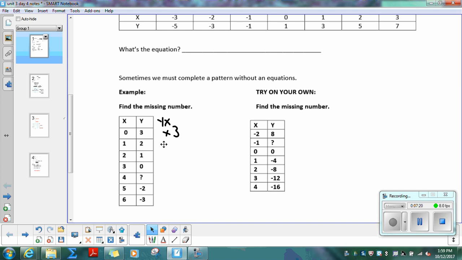So that's the pattern. That's basically the equation too. Multiply the x by negative 1, then add 3 to it. So here we have 4 times negative 1 would give me negative 4 plus 3. That means I am going to get negative 1. Okay? We will go over this stuff so much more in depth in class, okay? So don't worry. We will keep going over it.